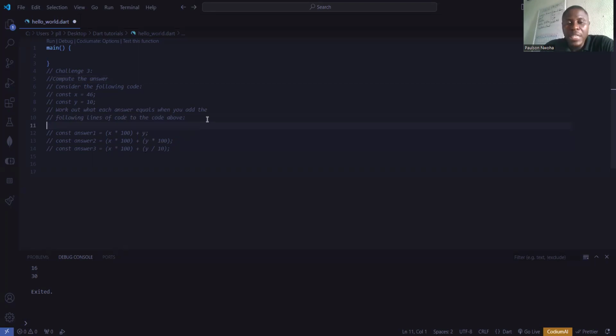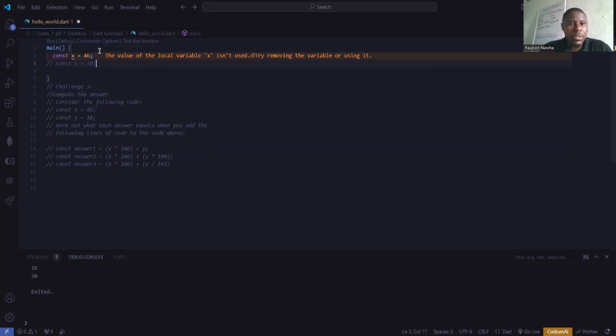on a sheet of paper. Work it out on a sheet of paper. What do you think answer 1 would be with such an expression? First of all, we will have to copy this code. This is the code that we are using, and I will also remove this comment. Now we have y and s as constants. Then, what do you think answer 1 would be?